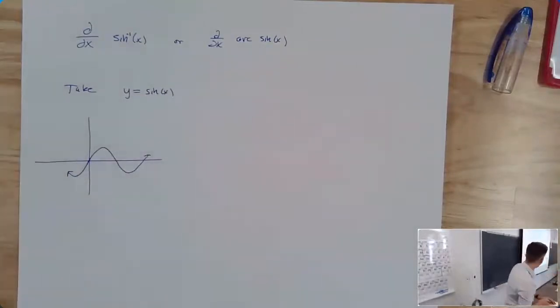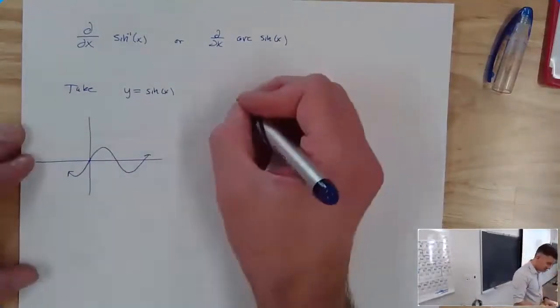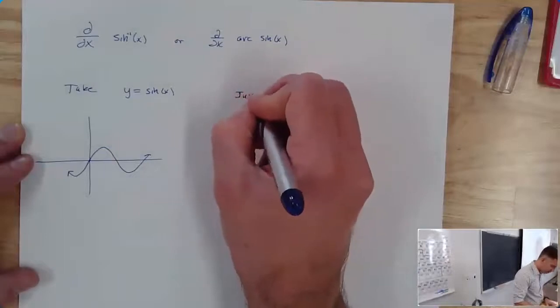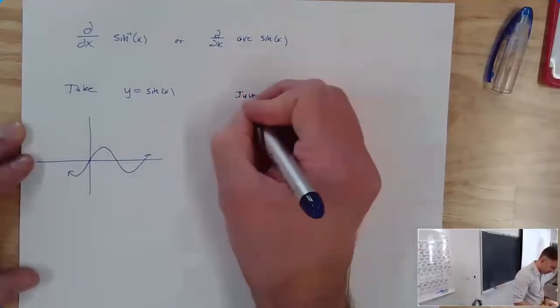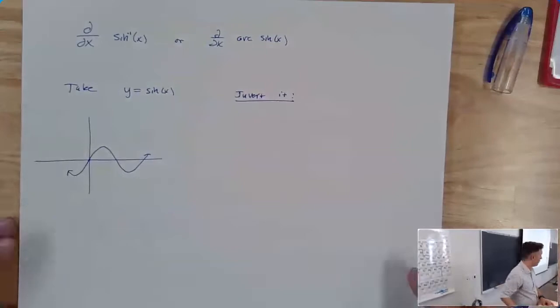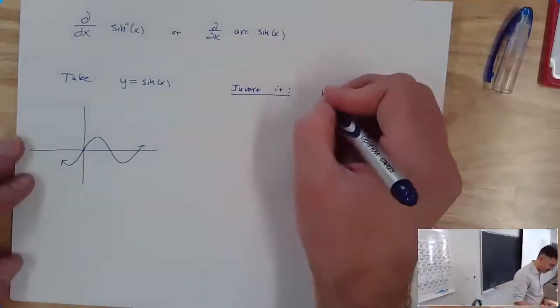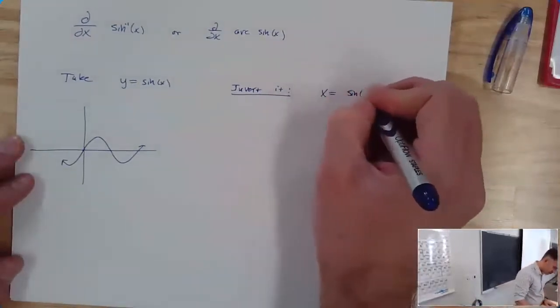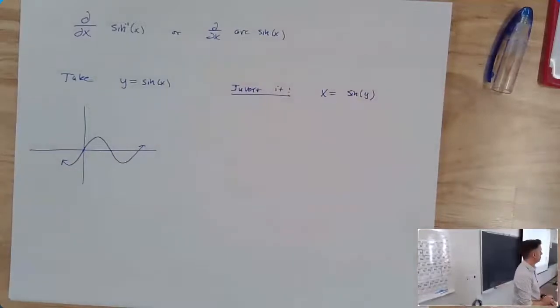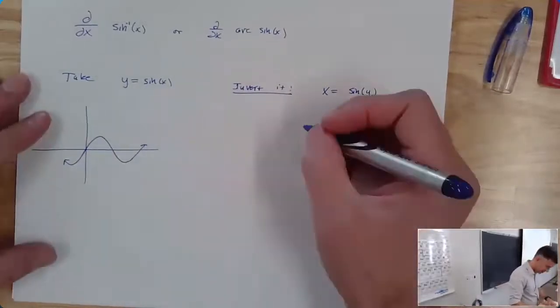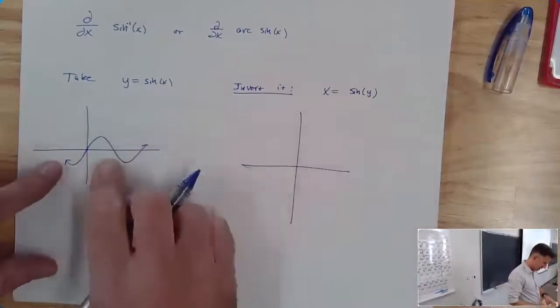And we're going to invert it. And the way you invert a function is by switching x and y. The problem here is that if you switch x and y, you don't get a function. That's not a function. It looks like this on the y-axis.